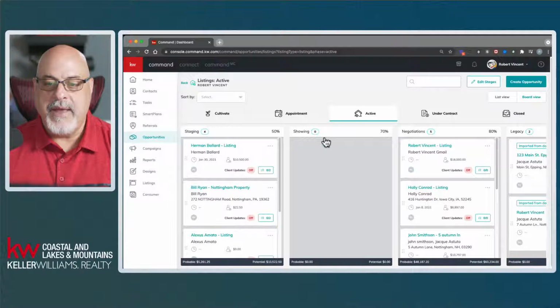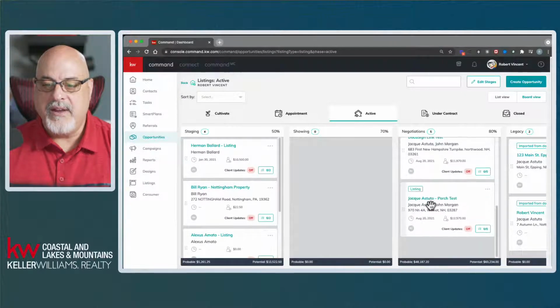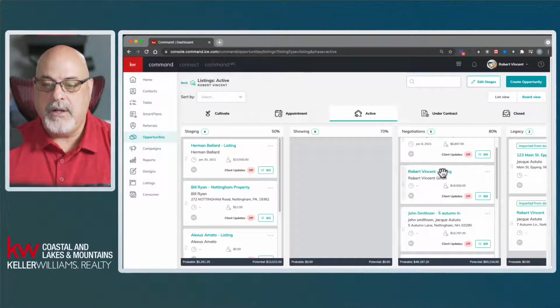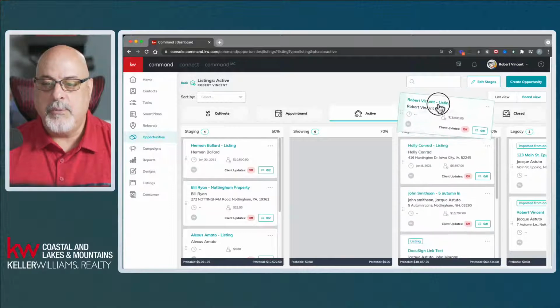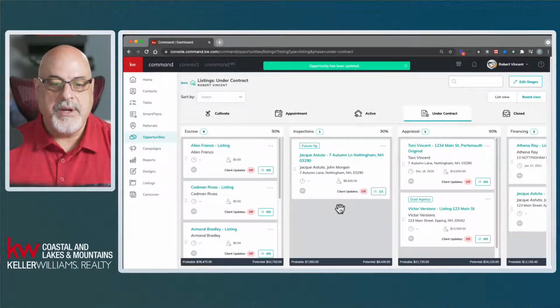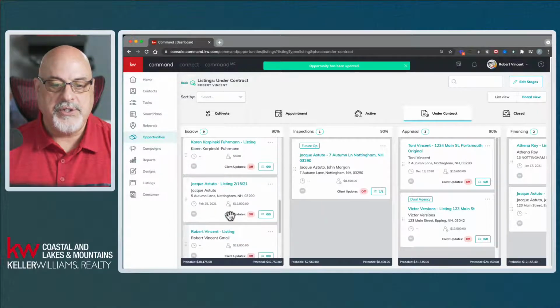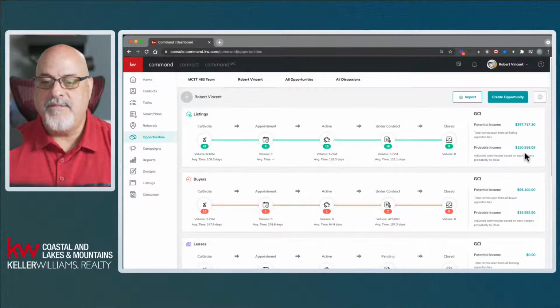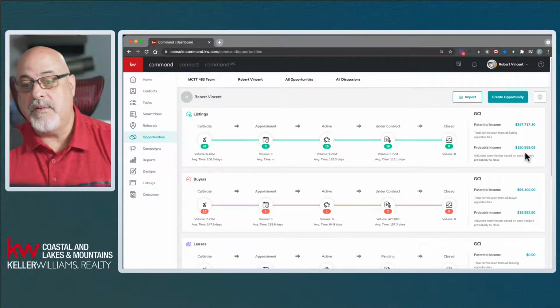Same thing, take it from the active here, and we're going to say that we're going to put it under contract. So now it's under contract, and I come in here, it's going to fall into the escrow section right here, and there it is. That's 90%. So we are at 90% of probable. If I come back to my opportunities pipe, 150. So it's 150 and 5.